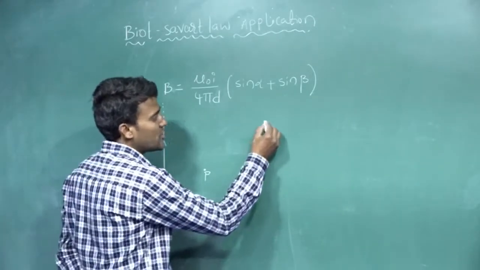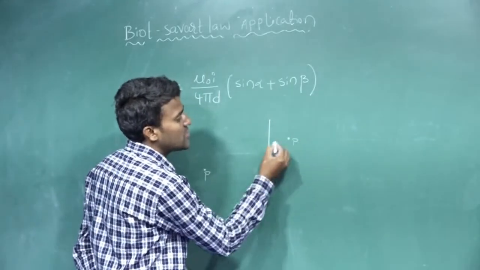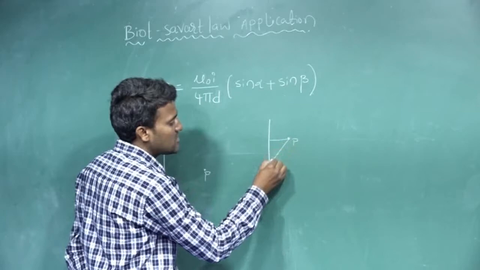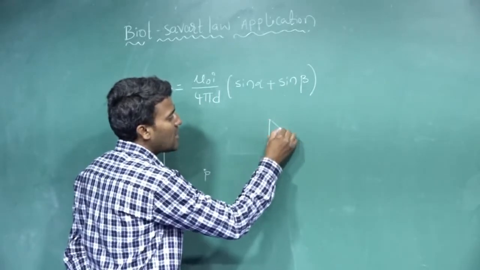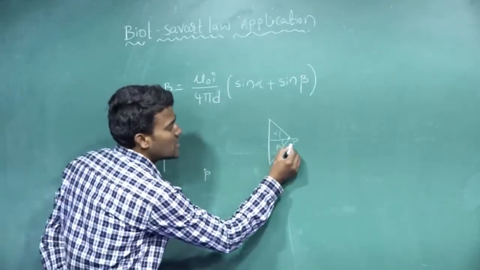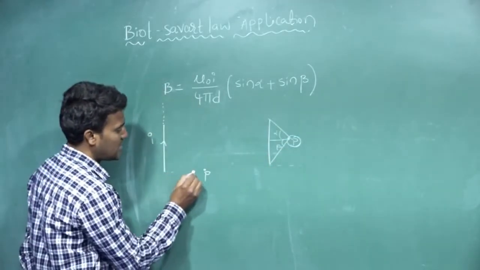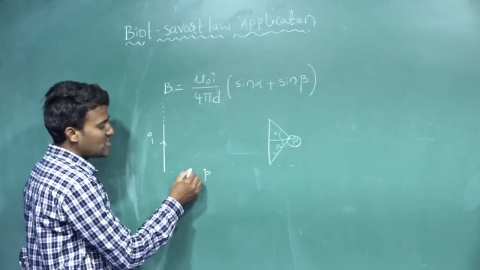Just now, for your understanding, I am telling you. Just now we took it like this, the point P is here. This is the beta angle we took, and this is the alpha angle. But now the point P I am taking at the end. Now what is the angle here?